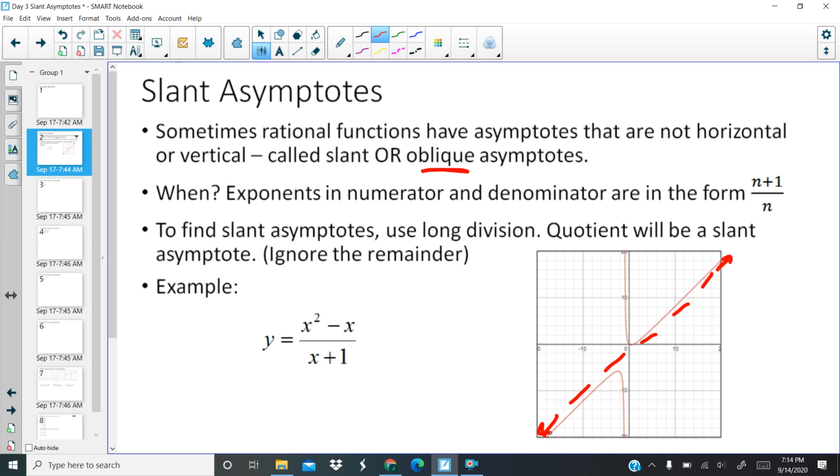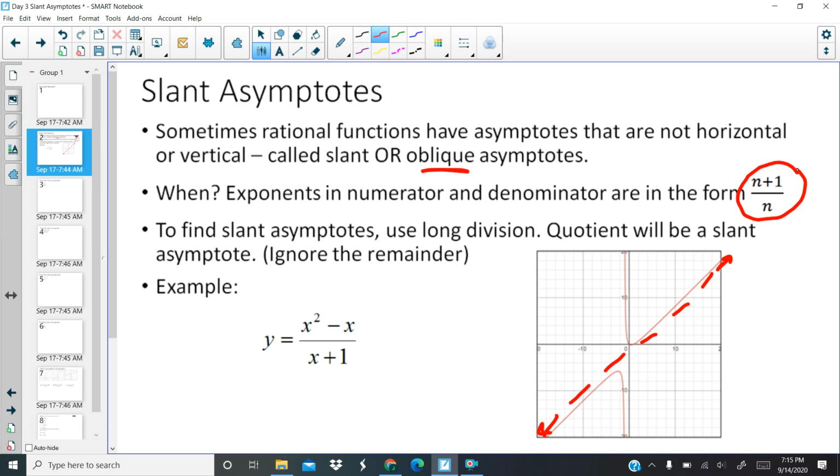So yesterday, whenever we were talking about horizontal asymptotes, we looked at the fact that if you have big over little, talking about the exponents, then if the exponent in the numerator is higher than the exponent in the denominator, then there's no horizontal asymptote. Well, this with the n plus 1 over n is just a special case of that big over little. So if the highest exponent in the numerator is just 1 degree higher than the highest exponent in the denominator, that's when it's going to give us a slant asymptote.